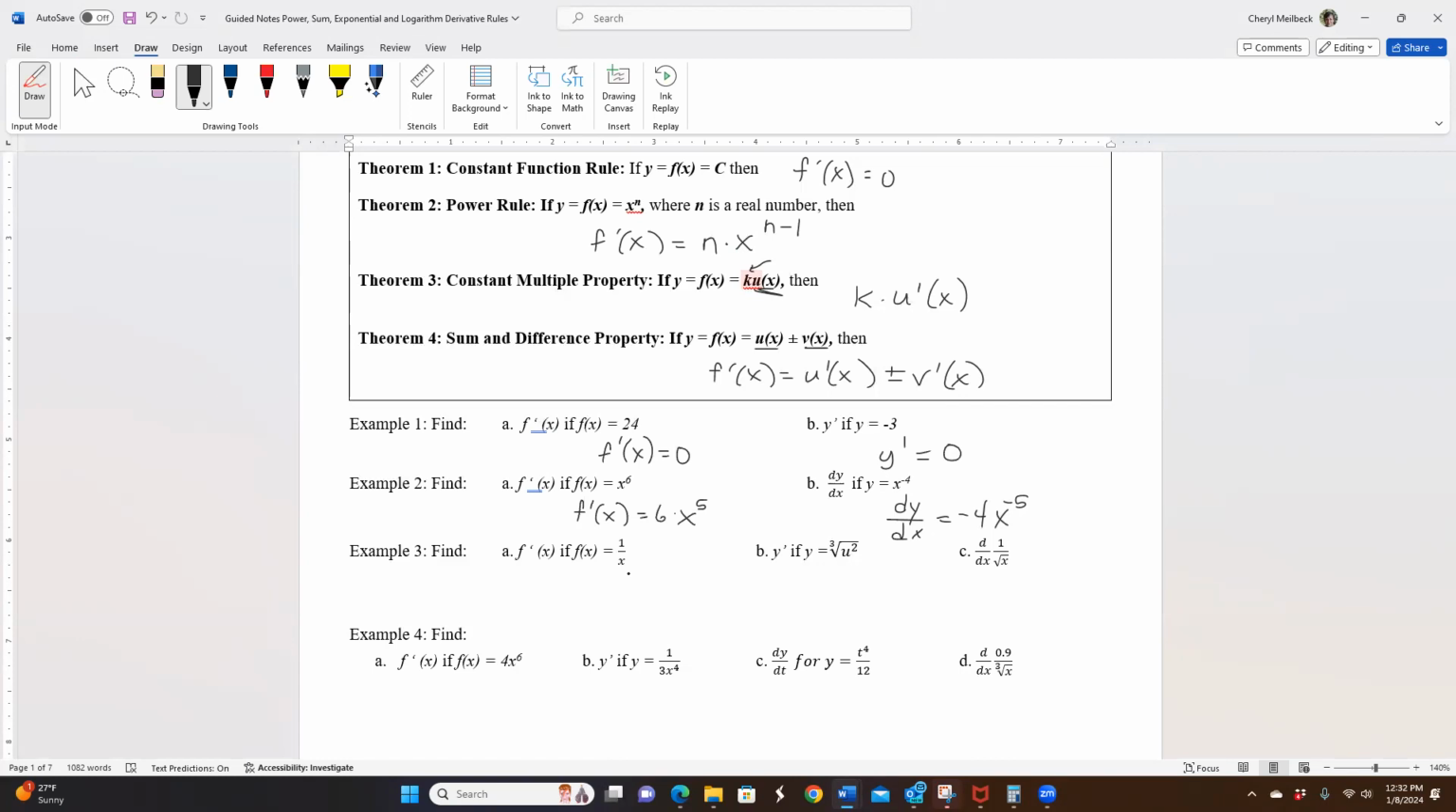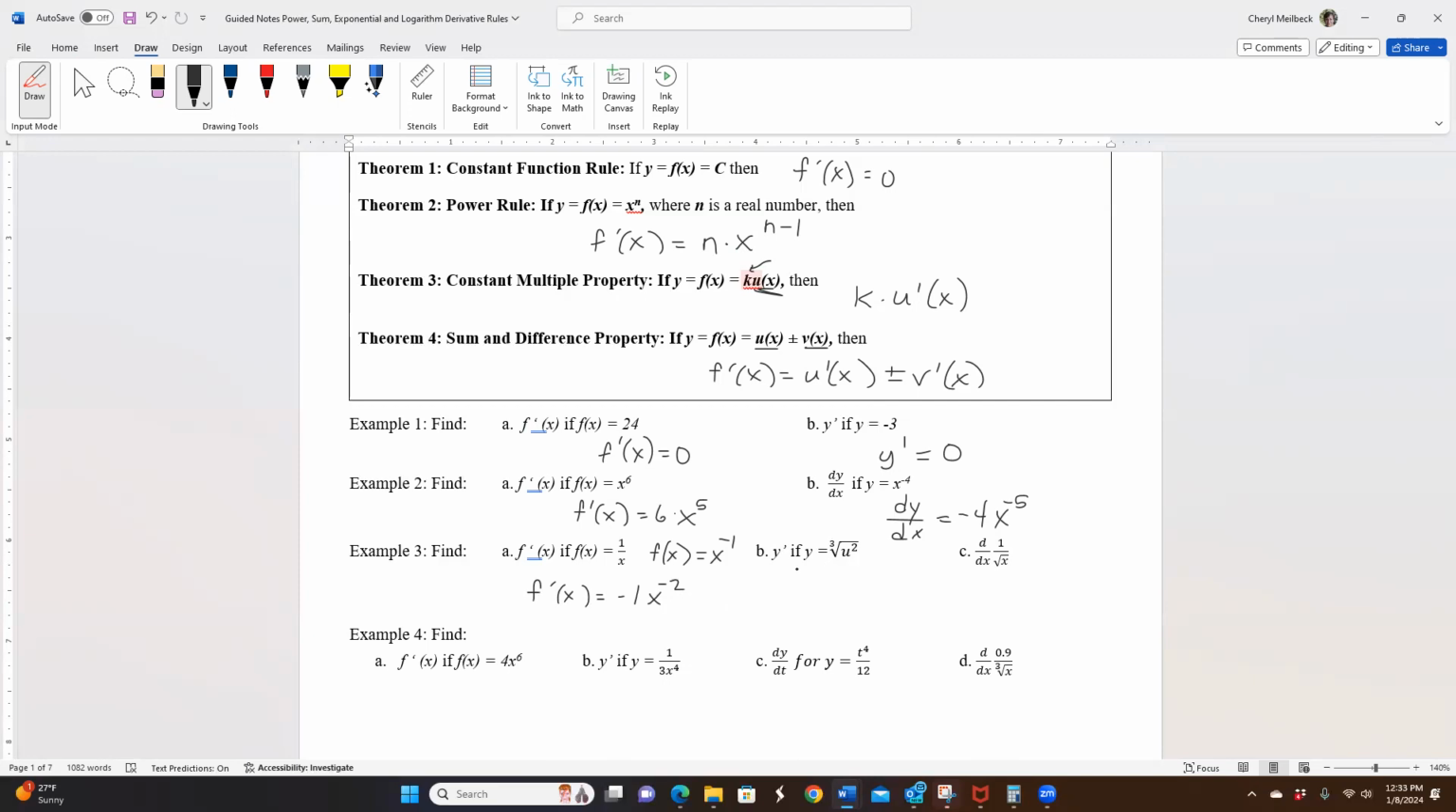Let's do it here. Now here, if I have 1 over x, this can be rewritten as x to the -1. So when I take the derivative of this, we'll get f prime of x would be -1x to the -2, because we subtract 1 from that exponent. So it looks harder, but it's really just the same process.